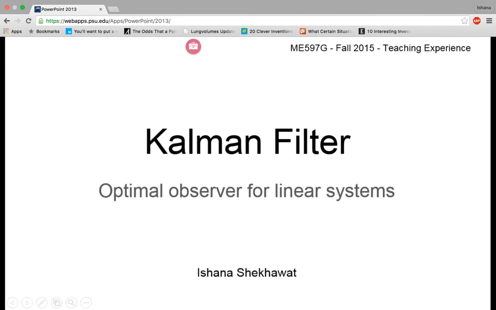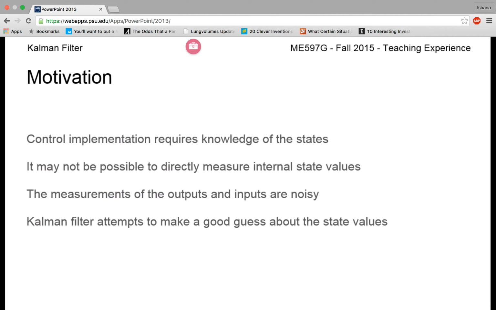Today we will talk about Kalman filter, which is the optimal observer for linear systems. We will talk about what observers are and how they apply to linear systems. And then we will talk about what exactly sets Kalman filters apart from the other observers. The basic motivation for studying Kalman filters is this.